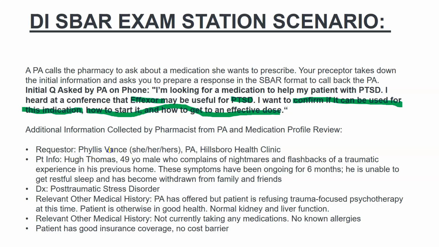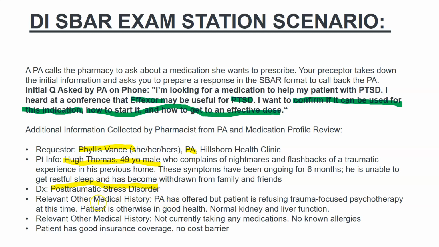So obviously I need to know who my requester is, Phyllis Vance, and I know that she's a PA. And my patient, Hugh Thomas, a 49-year-old male. Here's a little bit of his background as far as his symptoms. I can gather from this that it's been an ongoing problem for him, and it sounds like it's somewhat debilitating in that he's unable to get restful sleep and he's become withdrawn. So that tells me it's not just something that's likely to go away. And here's the official diagnosis that goes with it.